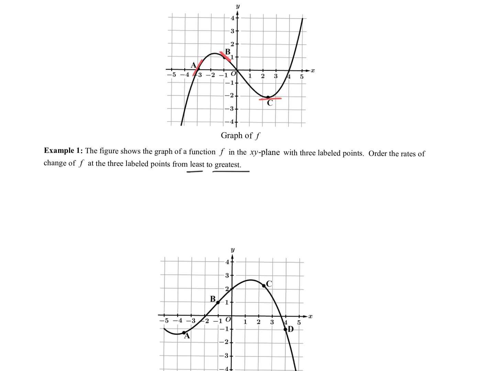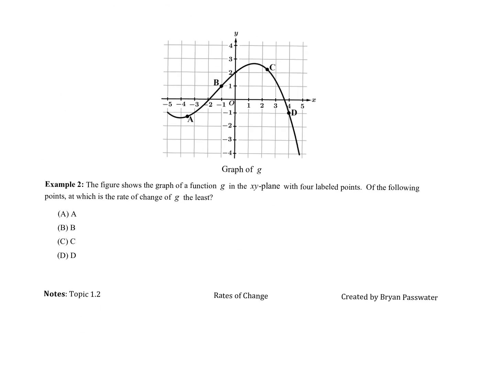So what's my least? My least is B. Okay, so that's my negative one. So that's my B rate. And then what's my next least? C. Okay, my C rate, because that is 0. And then what's my greatest? My A rate. All right, because that's my only positive. All right, let's keep moving.